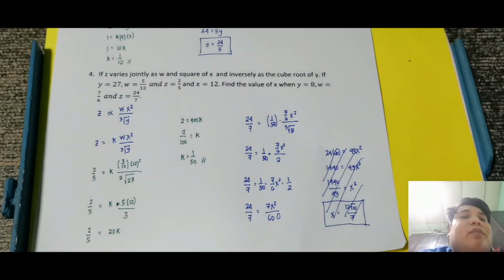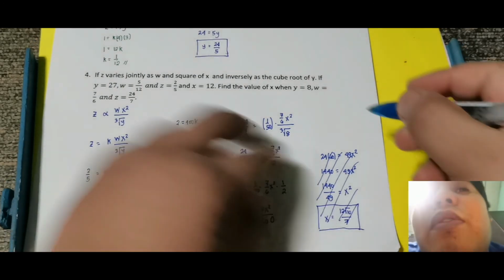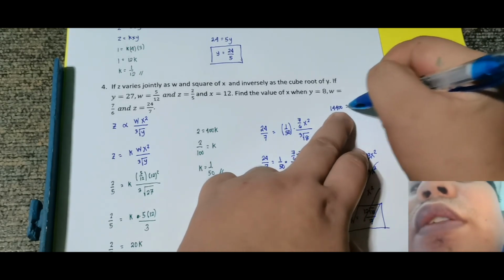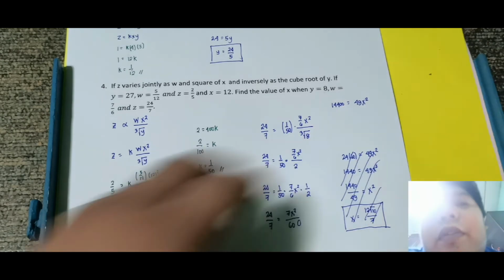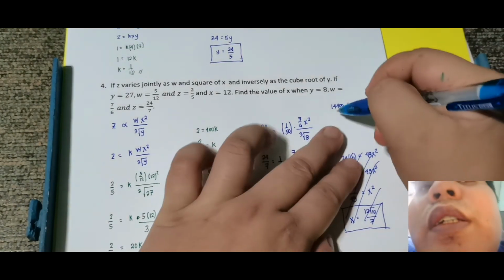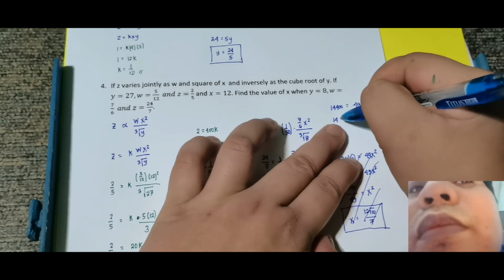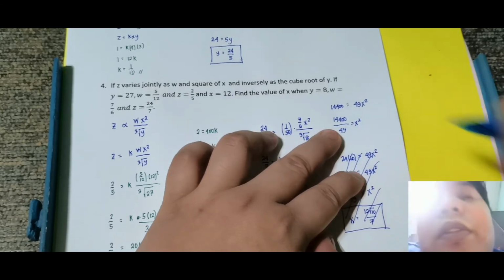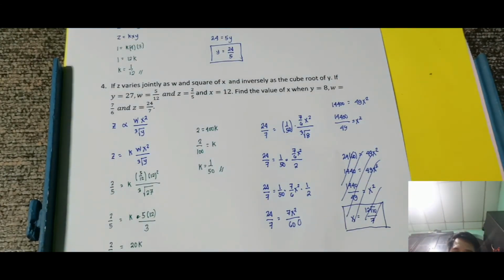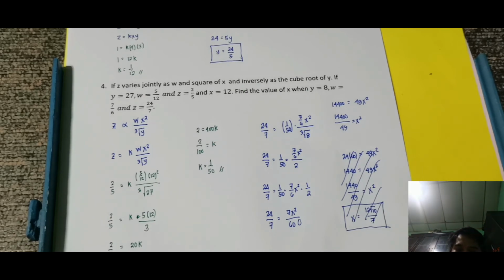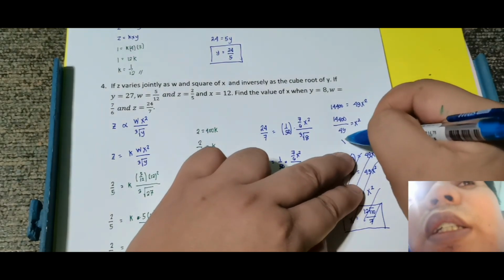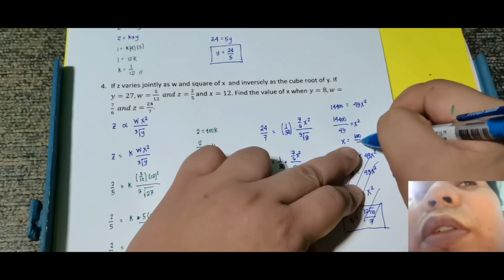So next is siyempre cross multiply, that is 24 times 600, that is 14,400 is equal to 49 x squared. Okay, all over 49 is equal to x squared. So try natin yung square root. So square root ng 14,400 divided by 49. That is 120 over 7. So yun, tama. So this is x is equal to 120 over 7.